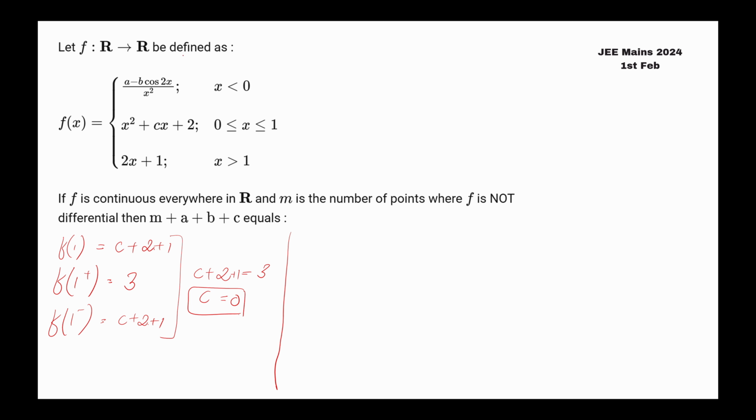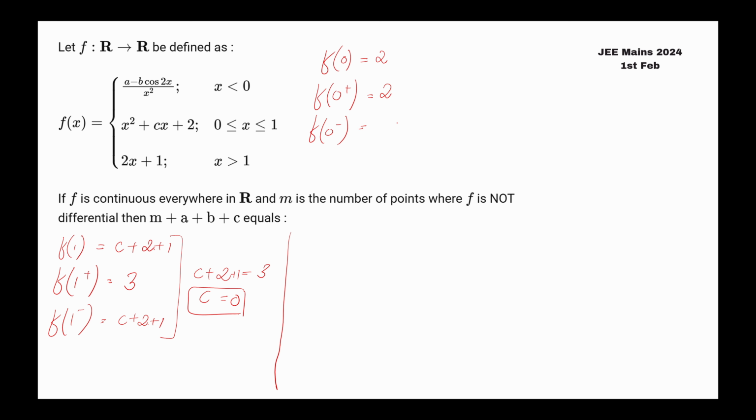Now let us check for the other point as well, for 0. For 0, what can we say? F of 0 should be equal to, what would it be equal to? F of 0 is 2. F of 0 plus, this would also become 2. And f of 0 minus. Now let us calculate this.